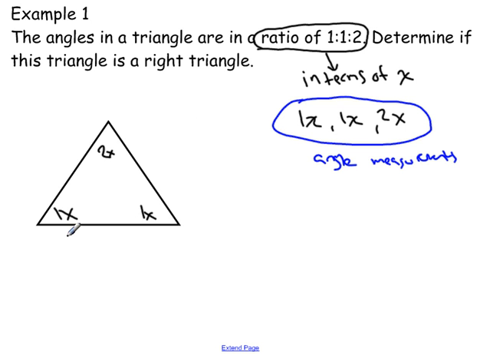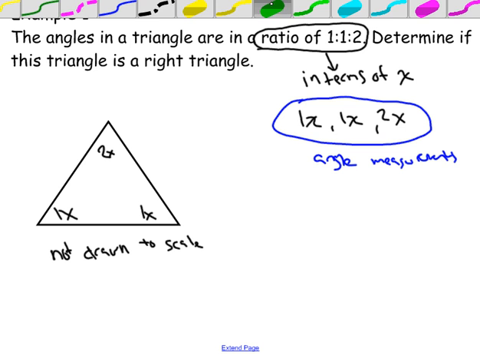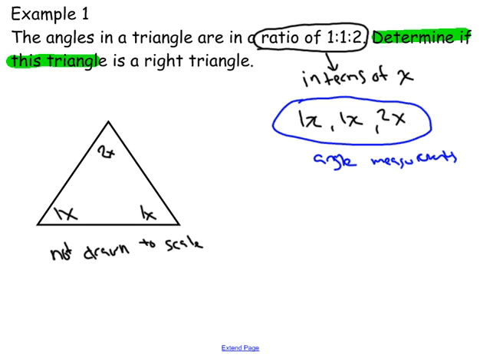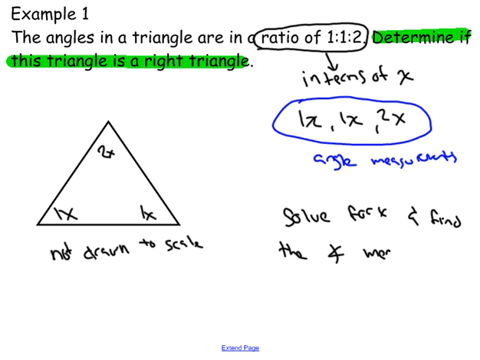And by the way, this diagram that I just drew here is not drawn to scale. I'm just drawing a picture to help us with the problem. So it's not drawn to scale. So how do we determine if the triangle is a right triangle? Well, we have to solve for x and find the angle measurements.